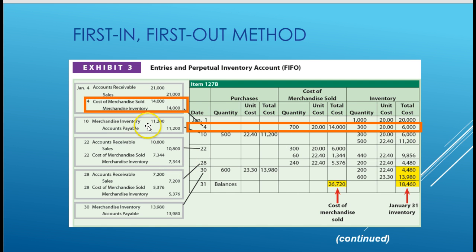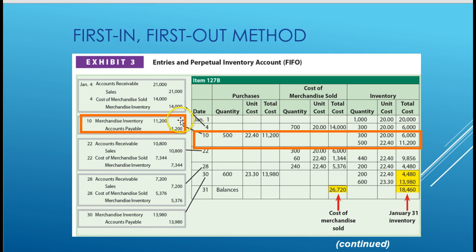Let's go to the next one. This one says we probably bought inventory, so first record that here: 500 at $22.40 at a total cost of $11,200. So what is our inventory comprised of now? Let's bring this 300 down. I have 300 at $20, that's $6,000, and I've just added 500 at $22.40. So my total inventory is now worth $17,200.